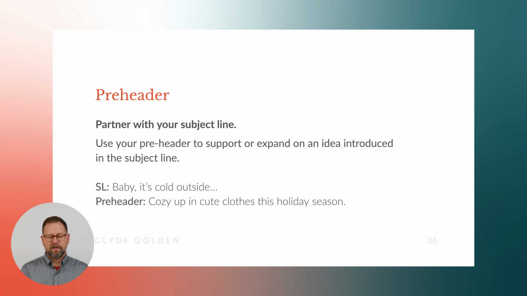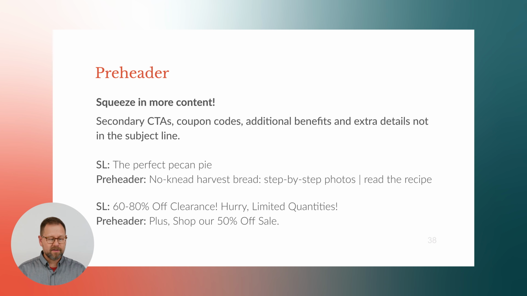Remember, you can double the length of content in a preheader as opposed to a subject line, so you don't need to be super short. You could actually write a touch of something. Preheaders are also a great spot to squeeze in more content. You can add another call to action, a coupon code. You can almost use it like a small table of contents, for say you're doing a newsletter and you've got a lot of items in there.